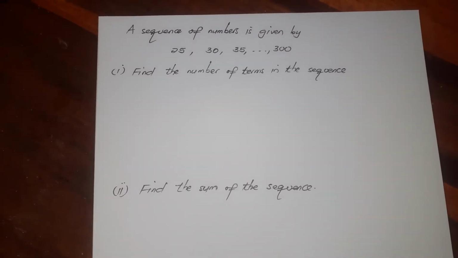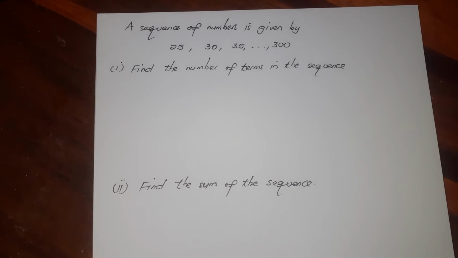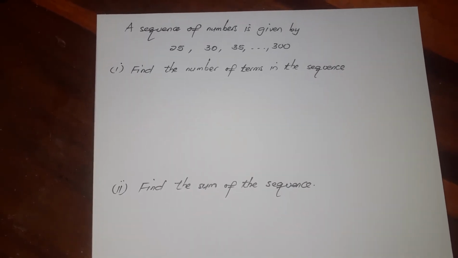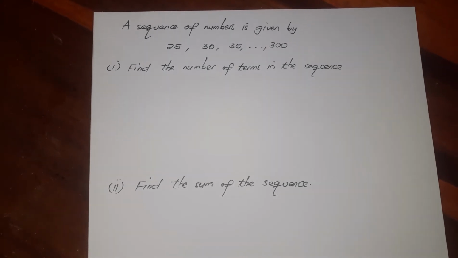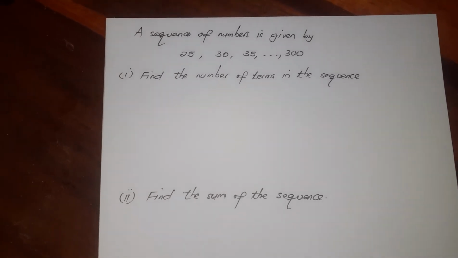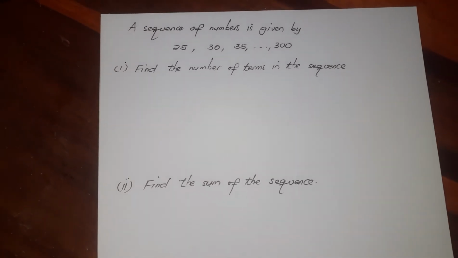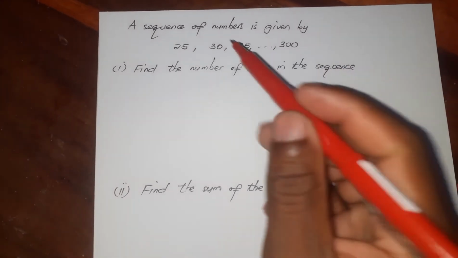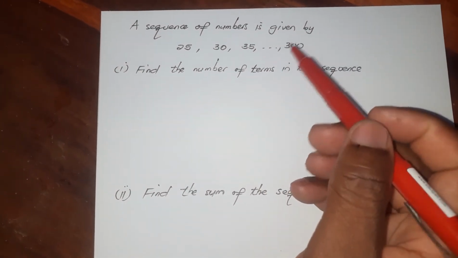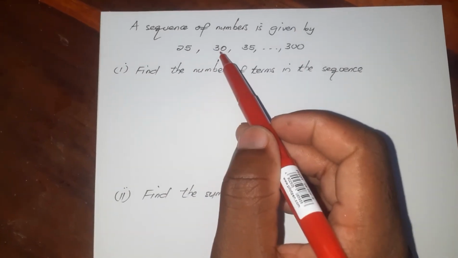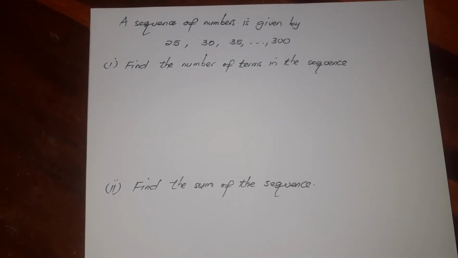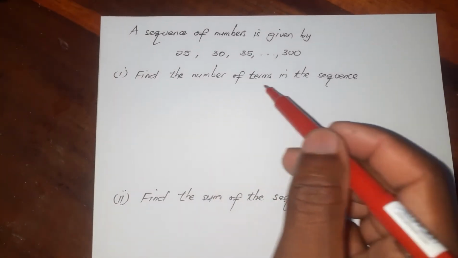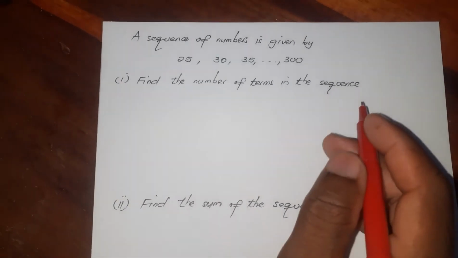In this video we are looking at sequences. We have one question here which talks about sequence, and there are two sub-questions. We are told that a sequence of numbers is given by 25, 30, 35 and then 300. The first question says that we should find the number of terms in the sequence.